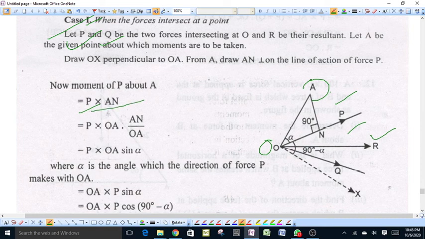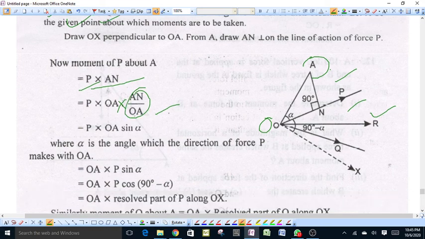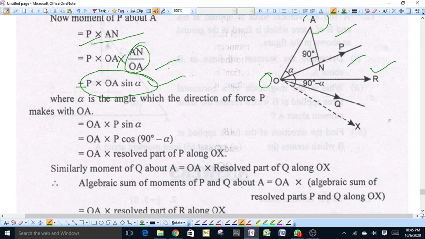This can be written as P into AN. If we multiply by OA and divide by OA, then P into AN will be equal to P into OA into AN upon OA. In triangle ONA, AN upon OA is equal to sine alpha. This means the moment of force P about A will be equal to P into OA sine alpha, where alpha is the angle which the direction of force P makes with OA.